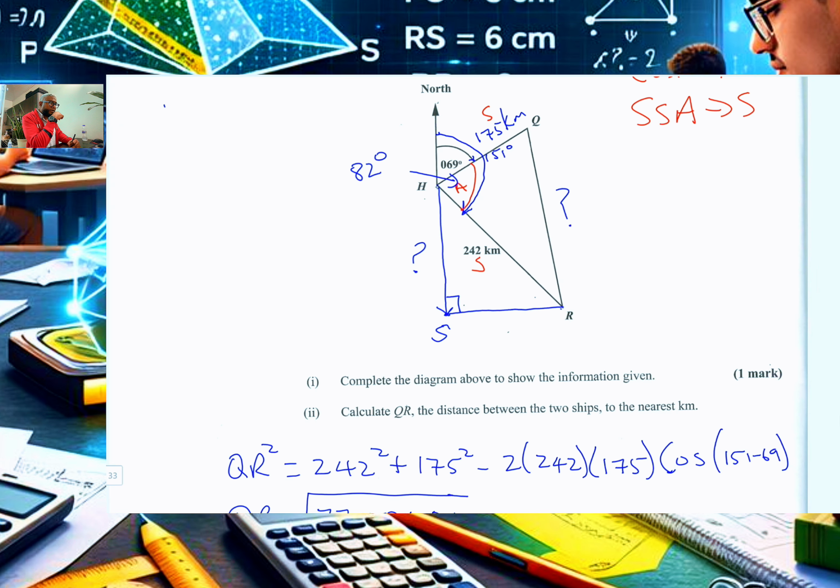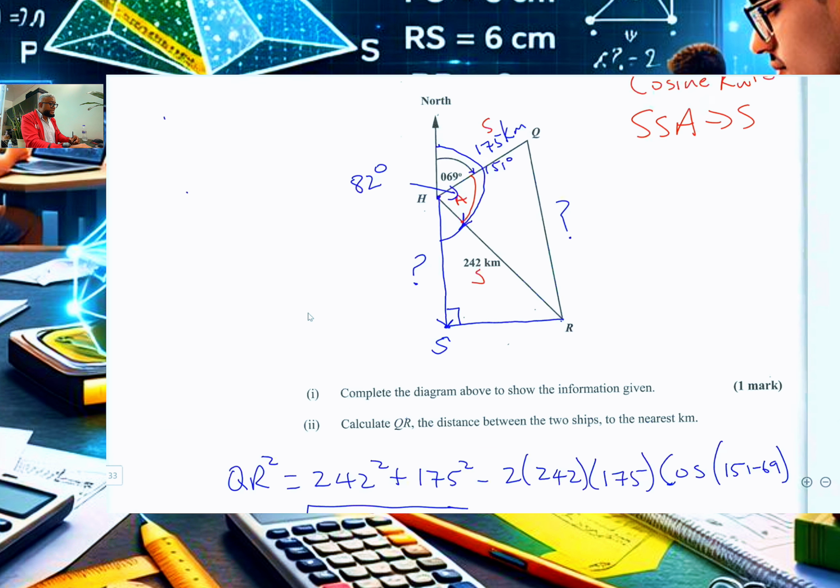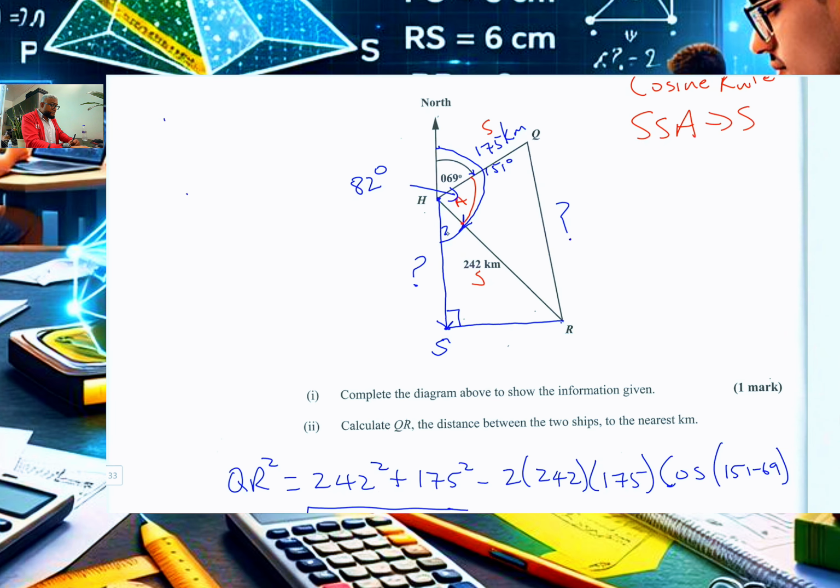Angles at a point on a straight line add up to 180. So let's find SHR. SHR would be equal to 180 minus 151. You're not to add anything. That's 180 minus 151, which gives 29. That is SHR, the angle within here, 29 degrees.